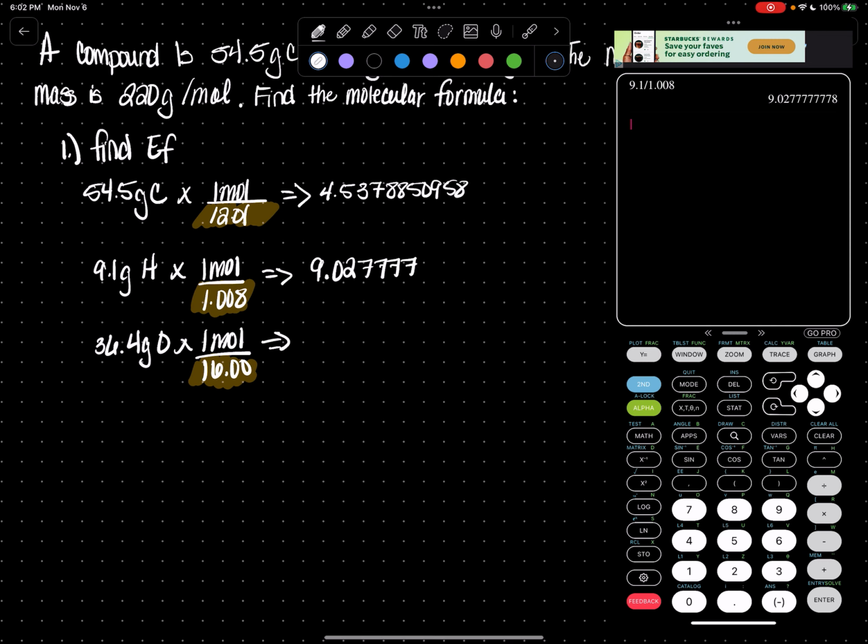A crap ton of 7s. There we go. I think that might be an extra 7. 36.4 divided by 16. 2.275. All right. Find that. Divide by the smallest. The smallest would be... Give you a second to figure it out. Winner, winner, chicken dinner.